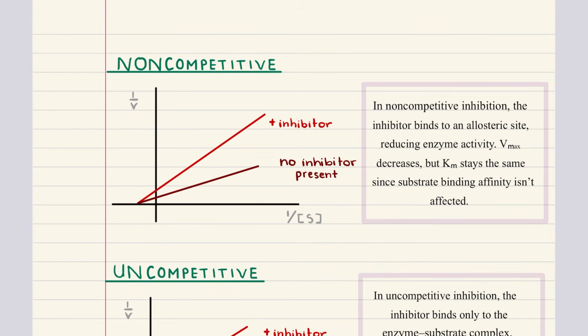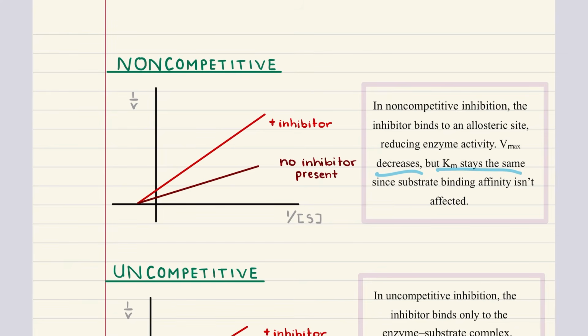In this case, the inhibitor binds to a different site on the enzyme, an allosteric site, and not the active site. And this binding changes the shape or function of the enzyme so that it can't perform catalysis effectively, even if the substrate is still able to bind. Because the inhibitor isn't interfering with substrate binding, the Km stays the same, but the maximum reaction rate, Vmax, is going to decrease because there are fewer functioning enzymes available to perform the reaction.